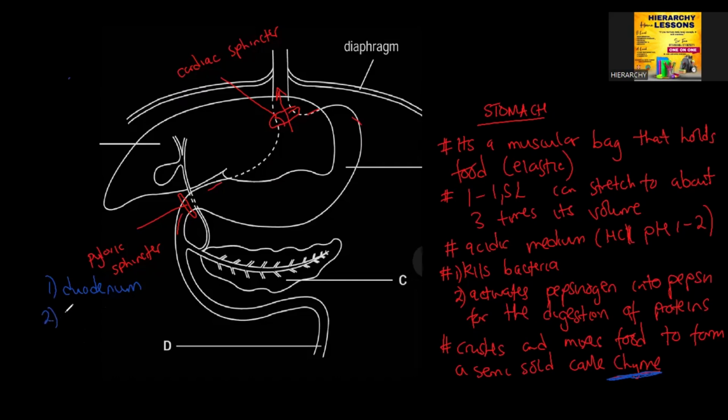And then the second part is called the jejunum, and the third part is called the ileum, right? What you need to know is that in the duodenum there are two ducts, the duct from the pancreas and the duct from the gallbladder.